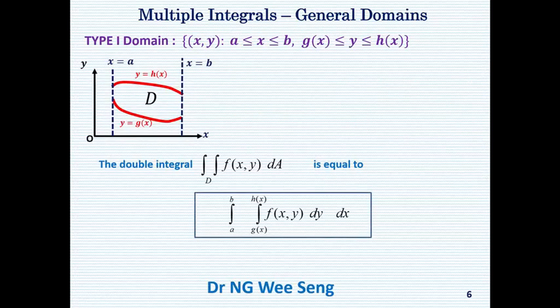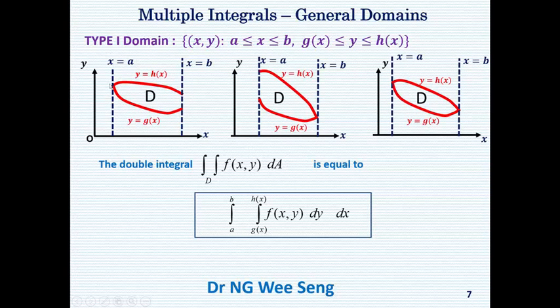Let's look at how we can compute the double integral. The formula is given in the box. We'll integrate the function with respect to y over the functions g and h, followed by integration with respect to x over the numbers a and b. It's possible for the two curves to intersect, either along x equals a or along x equals b, or both. All these are considered type 1 regions.